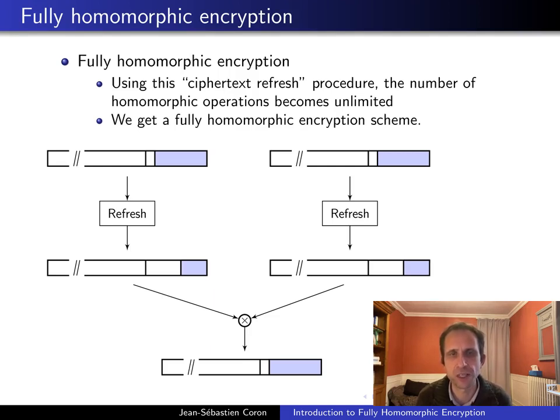So if we want to multiply two ciphertexts, if they have too much noise initially, we cannot do this multiplication, because otherwise the noise will become greater than p, and then decryption becomes incorrect. But what we can do is refresh both ciphertexts, and now the noise is small enough, so we can perform one more multiplication. So we repeat this procedure. We always refresh a ciphertext that is too noisy. So eventually, the number of homomorphic operations becomes unlimited, and so we obtain a fully homomorphic encryption scheme.